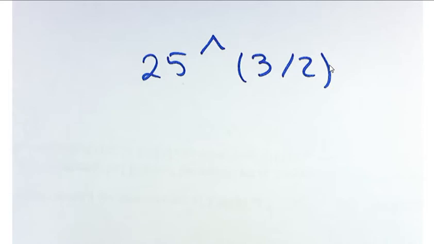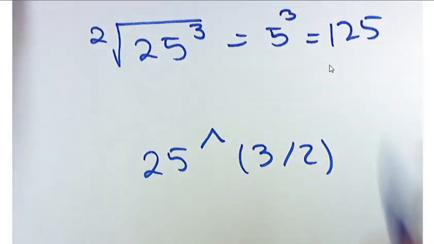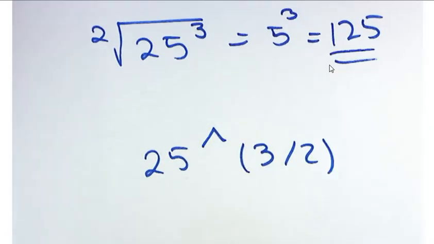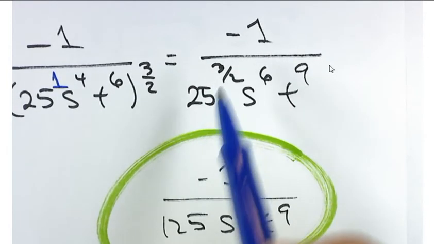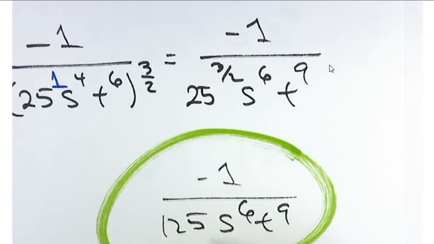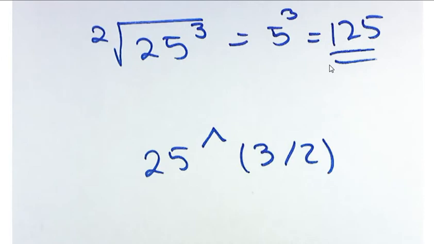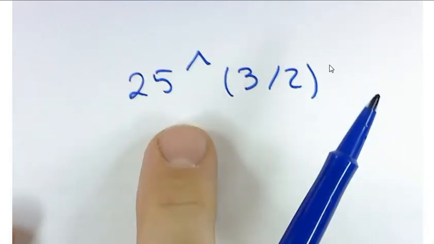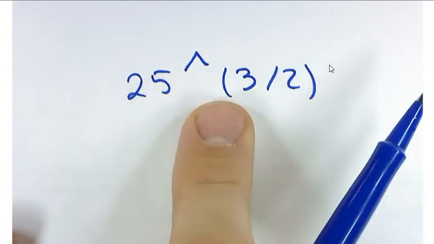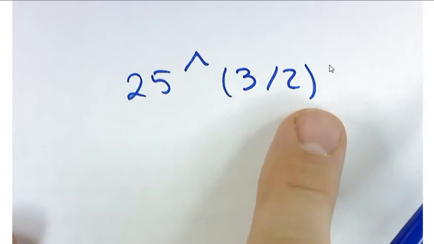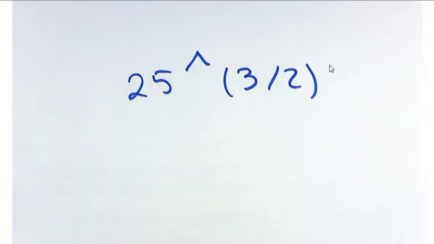Let's try a few more here. That's the only thing that I hadn't discussed here: 25 to the 3 halves power. So that 25 to the 3 halves became 125. Probably the safe way is to do 25, hit the exponent key, then a left parenthesis, 3 divided by 2, and then a right parenthesis. And that should get you 125. Got it? Okay, good.